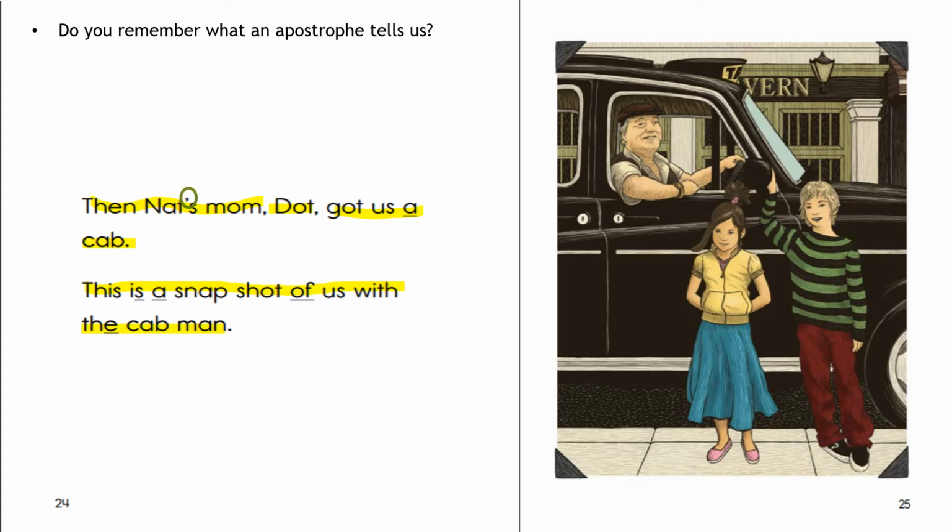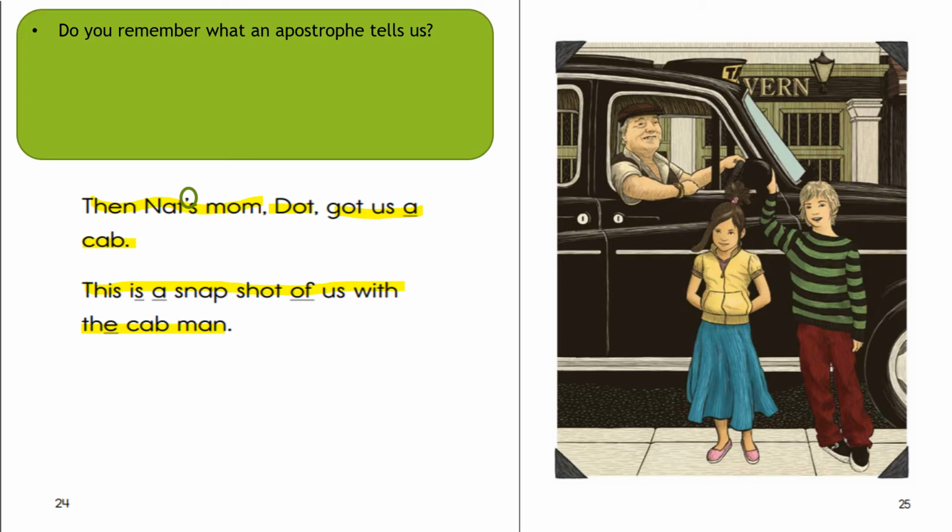Take a look at this symbol. Do you remember what it's called? This is called an apostrophe. Say apostrophe. Do you remember what an apostrophe tells us? An apostrophe tells us that something belongs to someone. So the apostrophe is in Nat's name, so that means the mom belongs to Nat. It is Nat's mom.